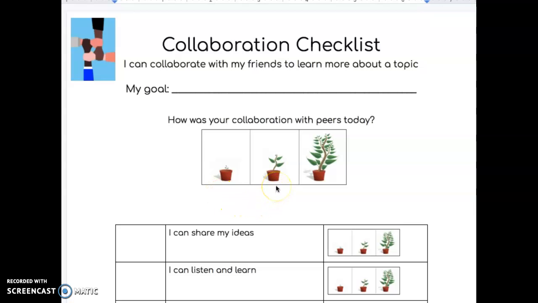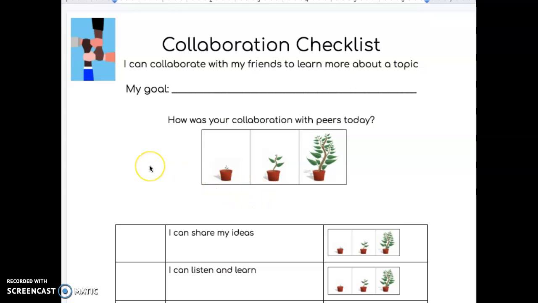If you feel like you started to practice your goal today and it's starting to help you work with your friends, you might circle the sprout, the middle plant. If you feel like you got to practice your goal today and it helped you work with your friends and helped your collaboration be successful and cooperative, you can circle the plant. Go ahead and make a choice, and if you need to pause the video to think about it a little more, you can.